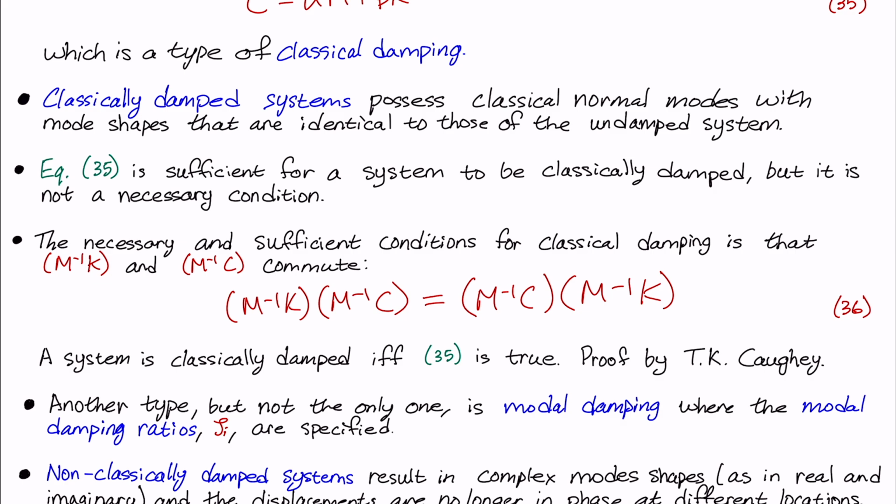And it says here that a system is classically damped if and only if equation 35 is true, but this should say equation 36. So the condition we just wrote has to be true for a system to be classically damped, meaning that it will only give rise to mode shapes and natural frequencies that are identical to the undamped system if this is true.